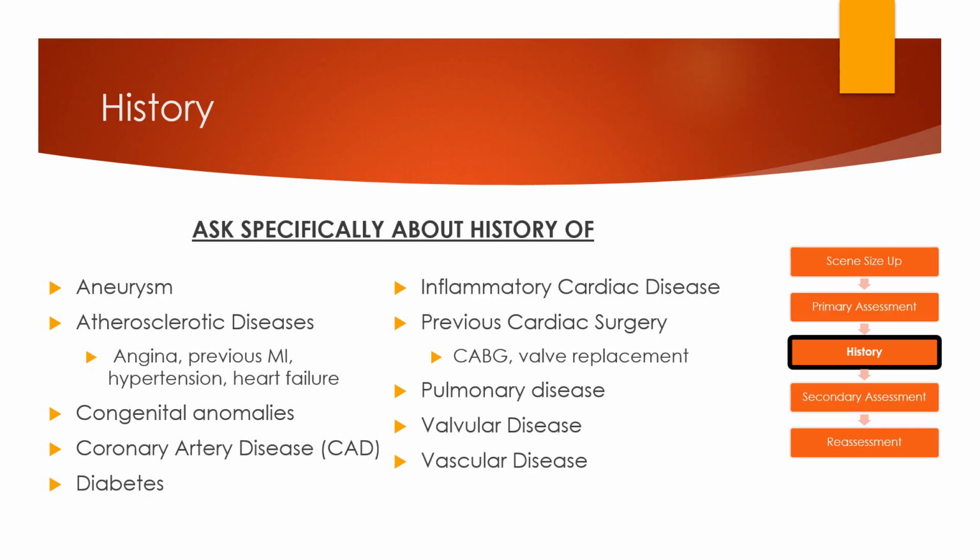You may want to ask about inflammatory cardiac diseases, things like being diagnosed with myocarditis or endocarditis. Okay, previous cardiac surgery, which hopefully you notice when you expose that they have a big zipper down their chest, right? They may have had a CABG or a coronary artery bypass graft. They may also have had valve replacement surgery. Okay, so ask about those things. Ask about pulmonary diseases. We call it a cardiopulmonary system. So diseased pulmonary systems can cause problems with the heart, valvular diseases and vascular diseases. Okay.